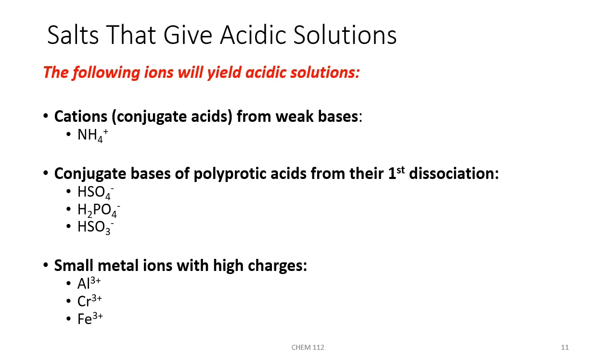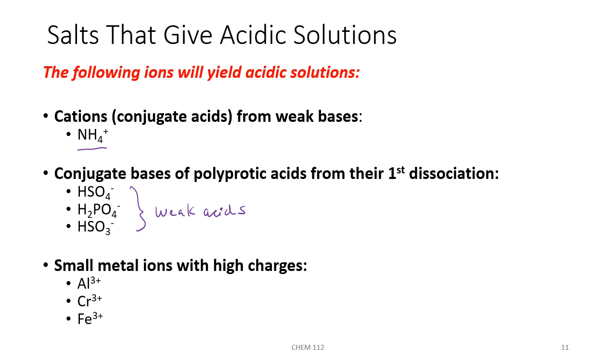So in summary, the following ions will give acidic solutions. Cations that are conjugate acids from weak bases, and the only species that's a cation that is the conjugate acid from a weak base is the ammonium ion. You can look at your acid-base chart and take a peek through there. Conjugate bases of polyprotic acids after their first dissociation. So all of those are weak acids themselves because they still have a proton that they could donate. So if those anions are in a salt, that anion is going to be contributing some acidic properties to it.